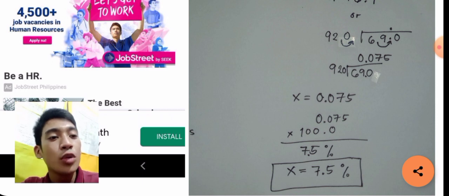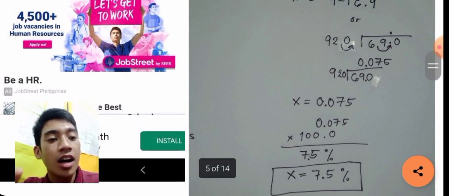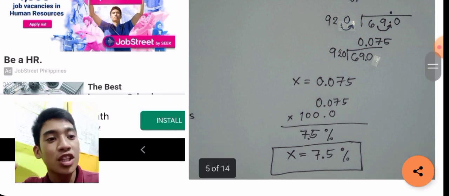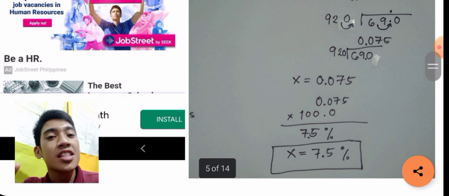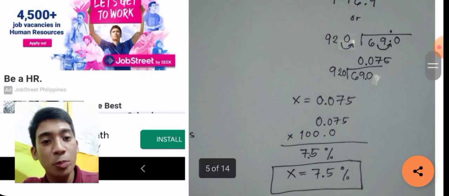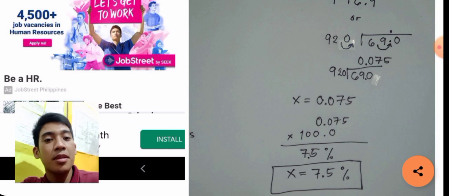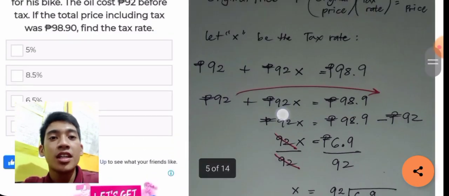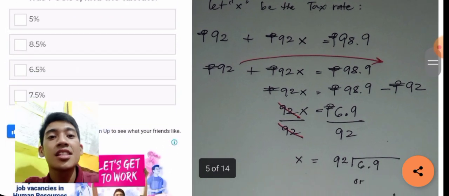We will multiply 0.075 by 100 to make it into percent. So the answer is 7.5%. Again, multiply the decimal 0.075 by 100 to make it into percent, so it becomes 7.5%. So the tax rate is 7.5%.